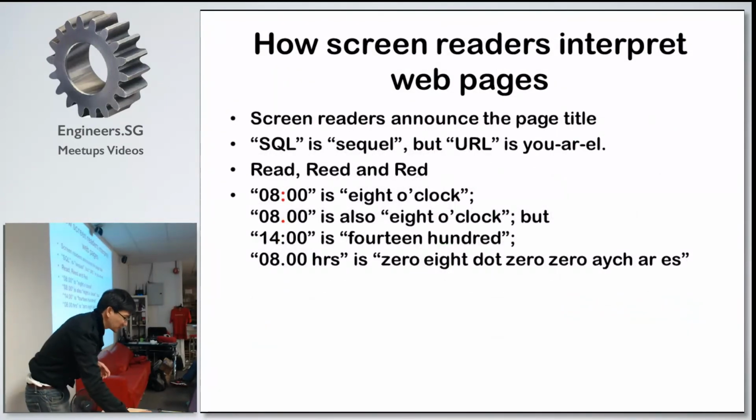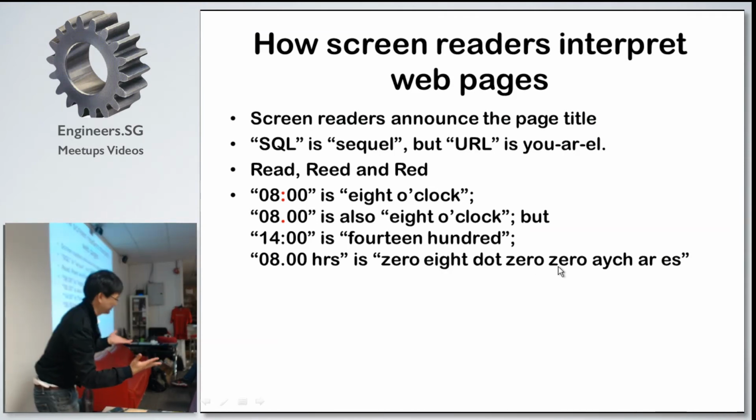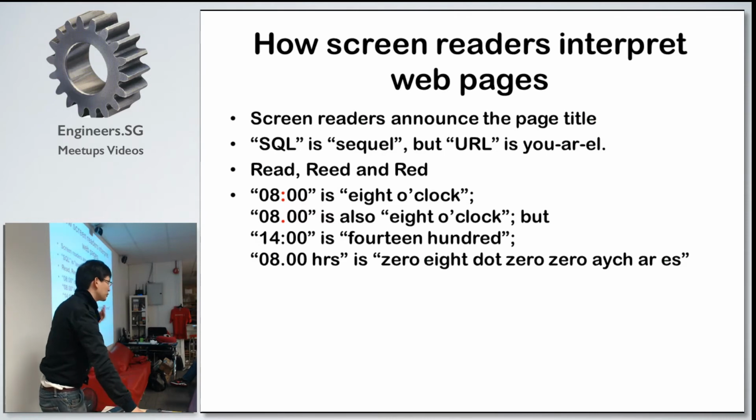Oh, this is the correct one, sorry. So 08:00 is 8 o'clock. If you replace the colon with the dots, it will still be 8 o'clock. But 1400 they read as 1400, and if it's 08:00 hours, it's 08:00 HRS. So you do have to be careful with abbreviations and stuff like that.